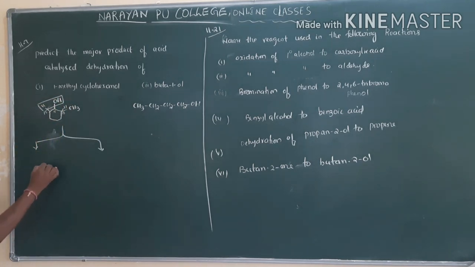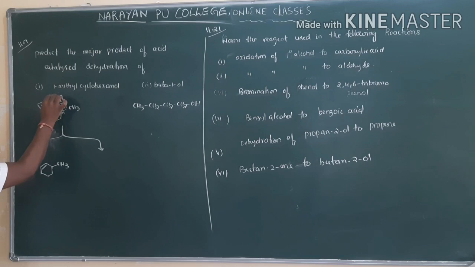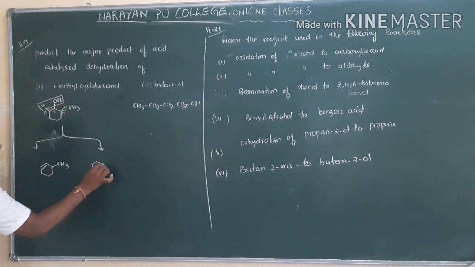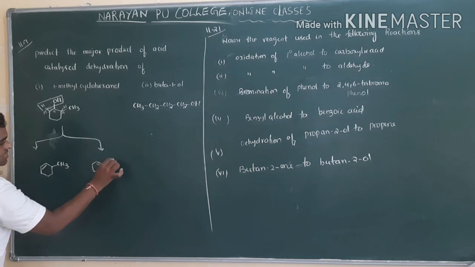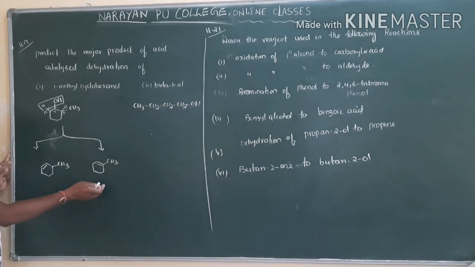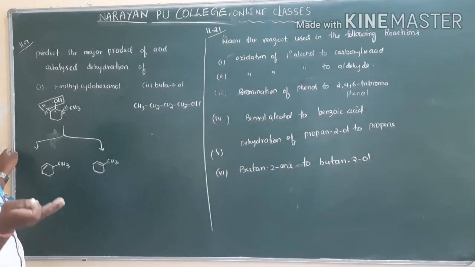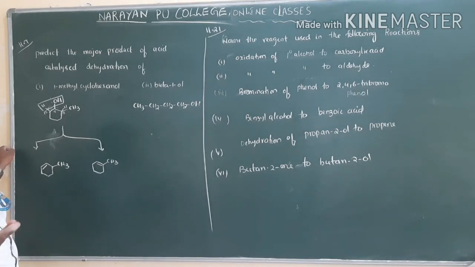This is the first one. Then what compound will you get? You will get the compound with a double bond here, and there will be a CH3. If this H and OH are removed, a double bond will form here, and there will be a CH3. Do you know which molecule is the major product? They are asking for the major product. According to the Saytzeff rule, the highly substituted alkene is always formed as the major product.